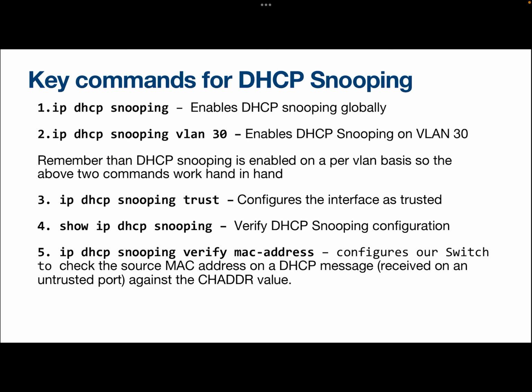And then, if we want to configure an interface as trusted, we can use the command ip dhcp snooping trust. If we just want to verify the DHCP snooping configuration, we can use show ip dhcp snooping. Now, if we want to check the source MAC address against the CHADDR value, we can configure our switch to do this using the command ip dhcp snooping verify mac-address.